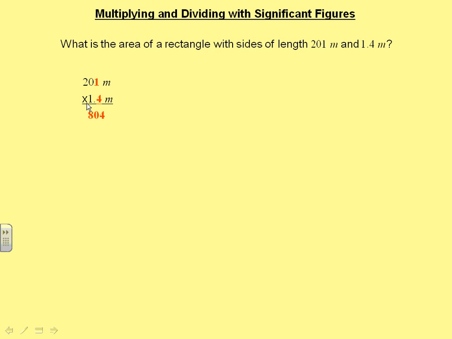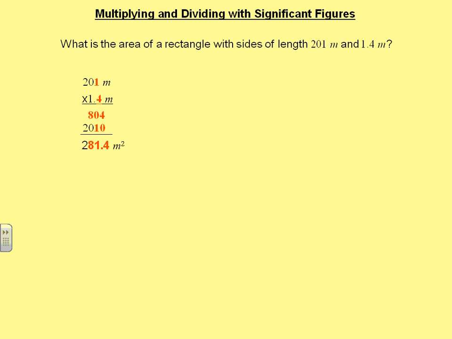Then we're going to put in a 0 down here and then multiply 201 by 1. And if you notice, since the 1 is black, when it multiplies by the 1, that'll be red, but the 0 and the 2 times 1 will stay black. So if we add these up, we'll get 2,814, and then we have to do units, meters times meters, meters squared. So we have 281.4 meters squared.